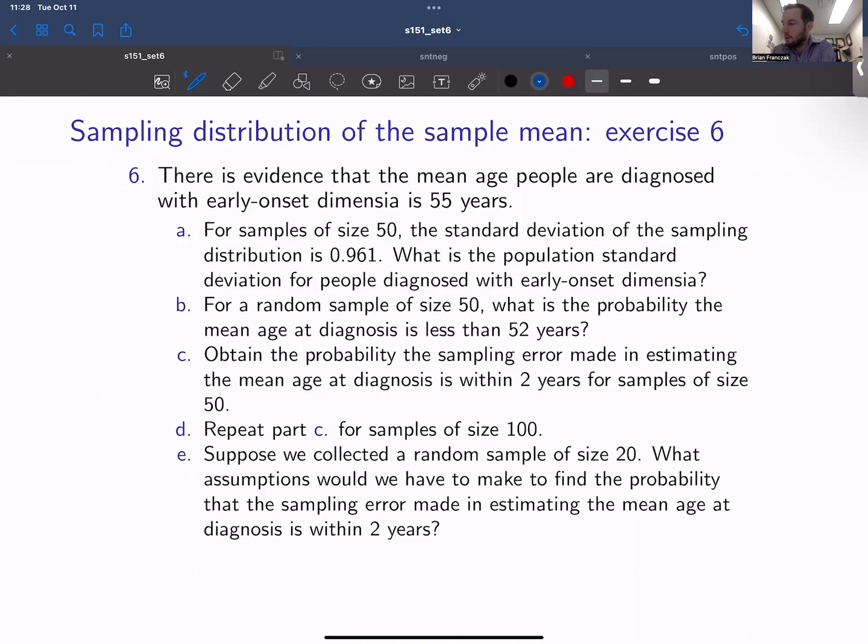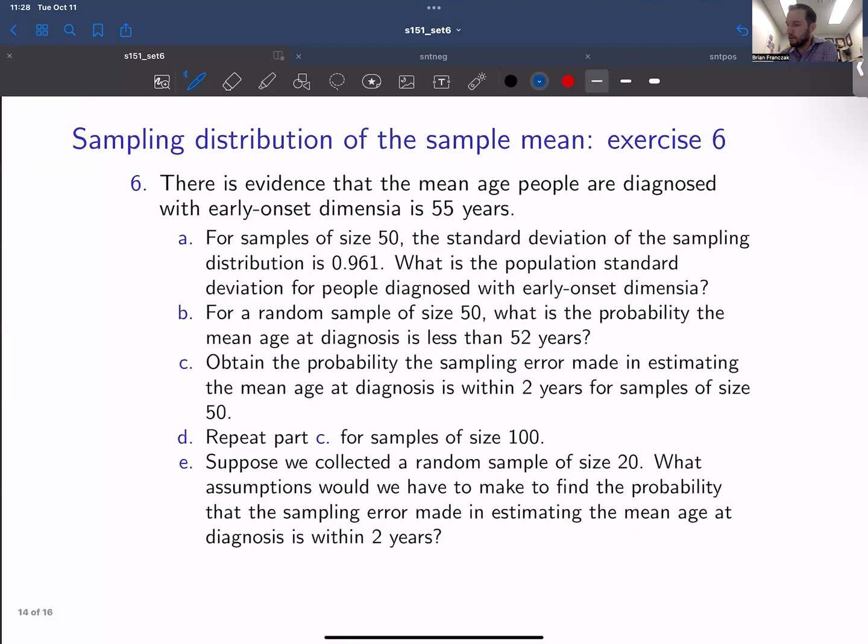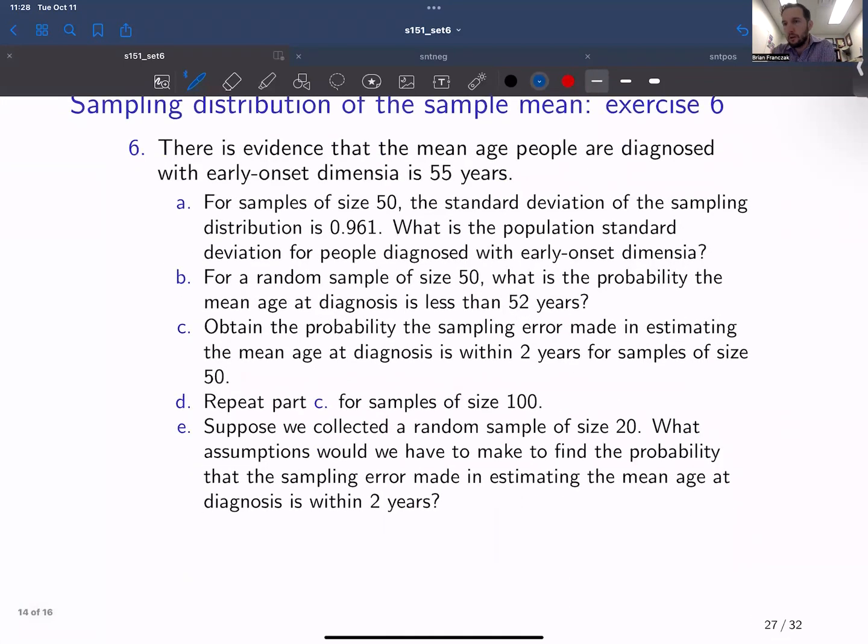So in this video, I will work through exercise 6 of lecture set 6, which is on slide 27. This is somewhat of a cumulative exercise. It utilizes a lot of the concepts from lecture set 6, including when to apply central limit theorem, and that's sort of baked into the questions, if you will.